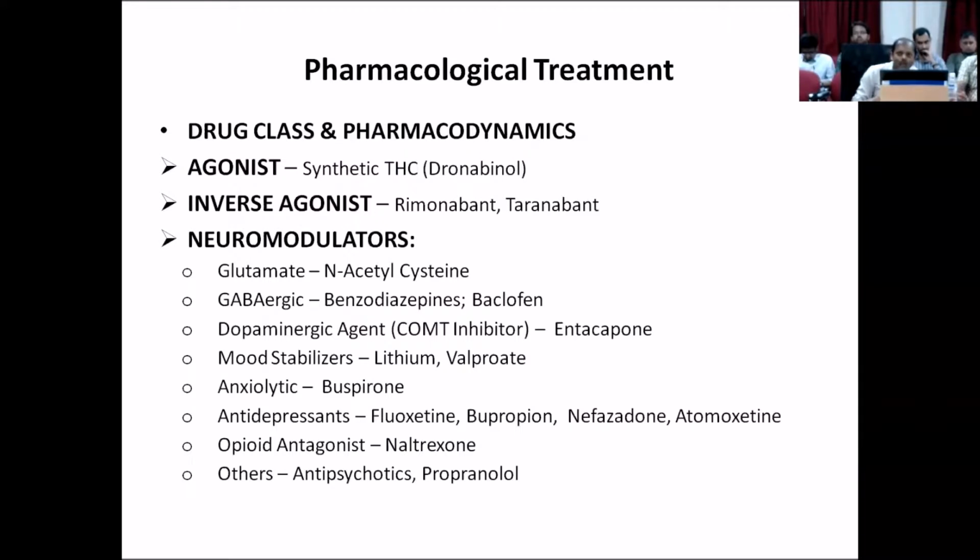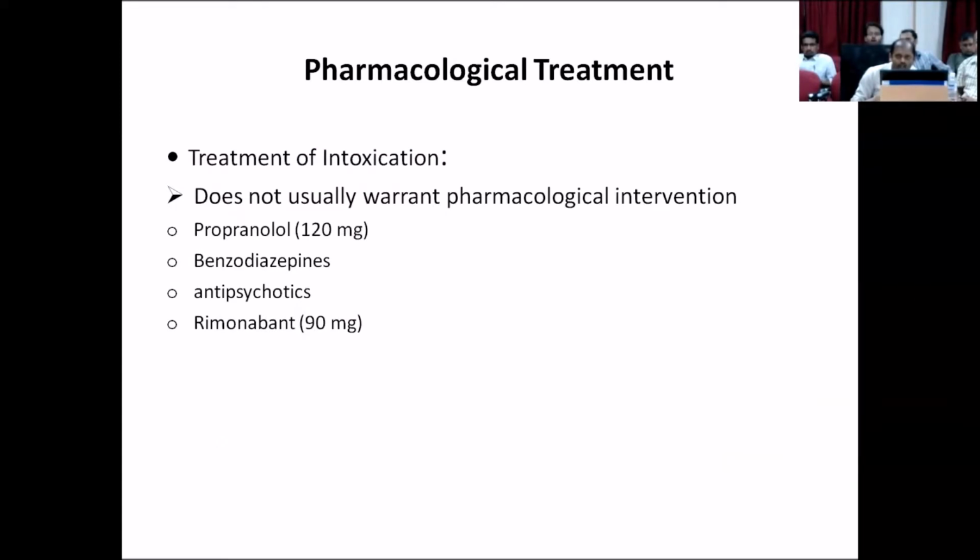Now, coming to the definite treatment of cannabis, the different modalities of treatment we have are the agonist, which is synthetic THC, that is dronabinol. Then there may be the inverse agonists, or there may be the neuromodulators. We have a good list of them. We will see how much they act and what their efficacy is.